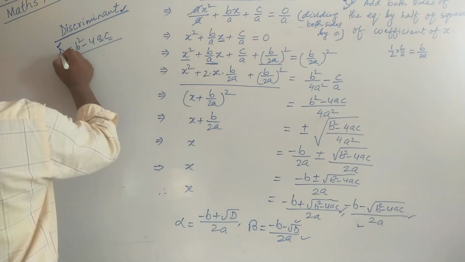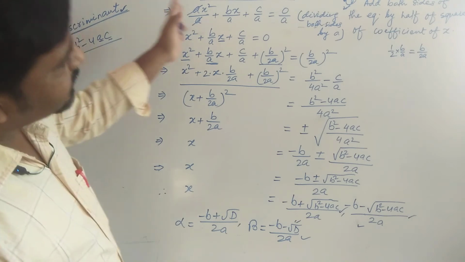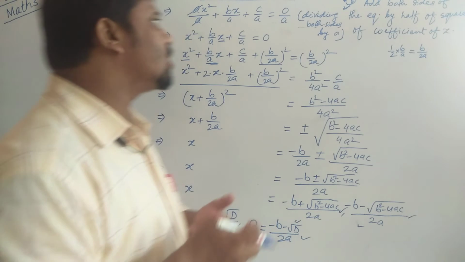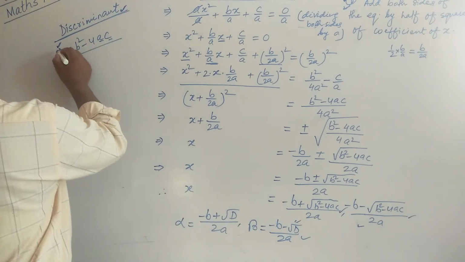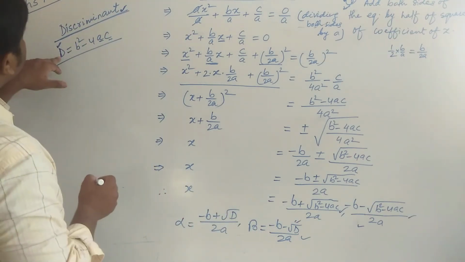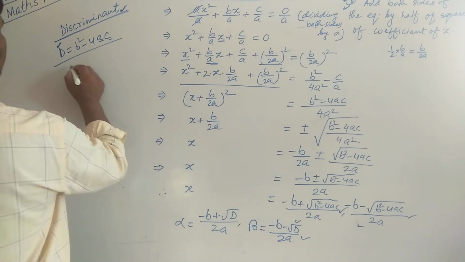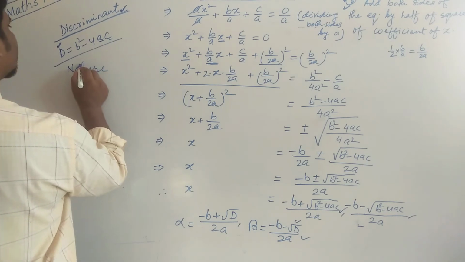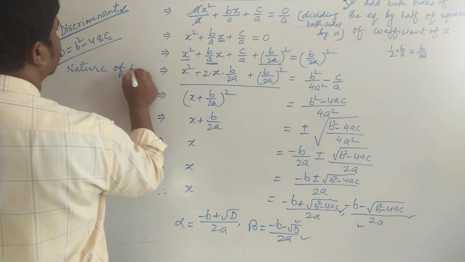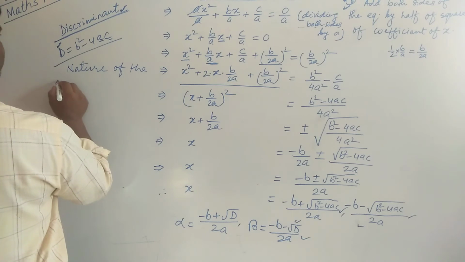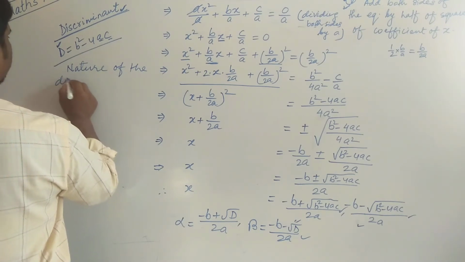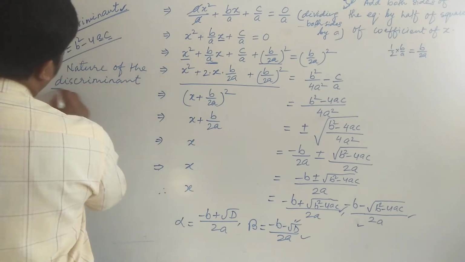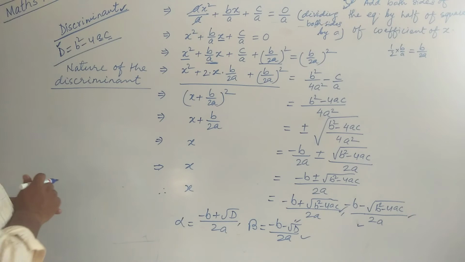So D, I told you, decides whether a solution is possible or not, and this depends upon the nature of D. So what is the nature of D? Nature of the discriminant. What are the natures of the discriminant?